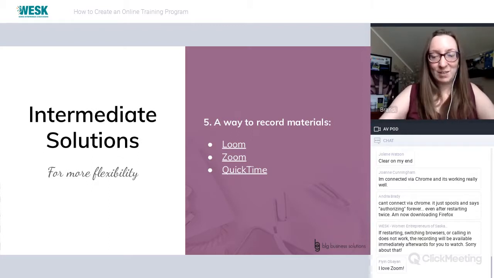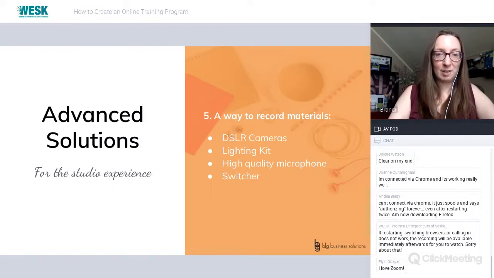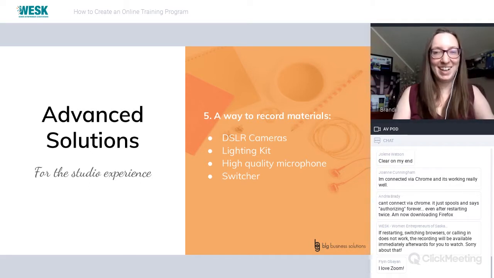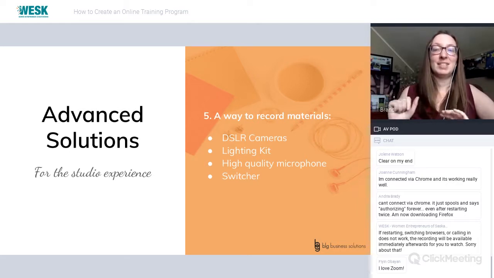And then if you want to get super advanced, this is what I kind of refer to as the Amy Porterfield experience. So advanced. If you're going for the studio experience, this is where you have DSLR cameras set up, you have lighting kits, you have a really good microphone, and so you might have something like this. Mine, it's not a high quality, it's good enough quality for me. You might have a thing called a switcher so that you can switch between different cameras. So that's the studio experience.